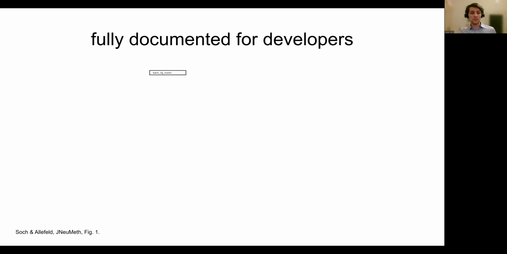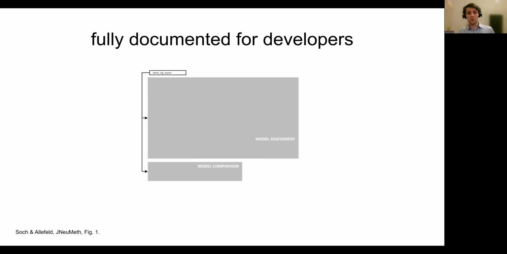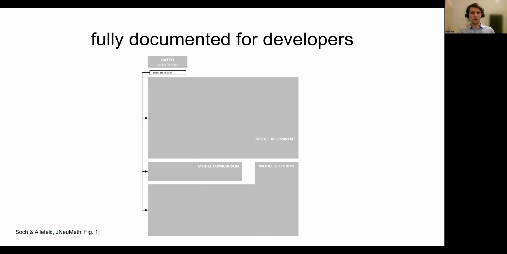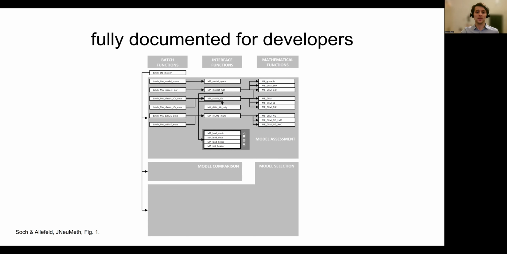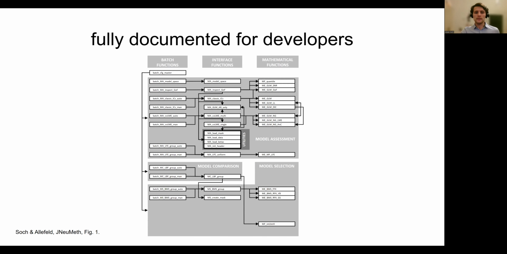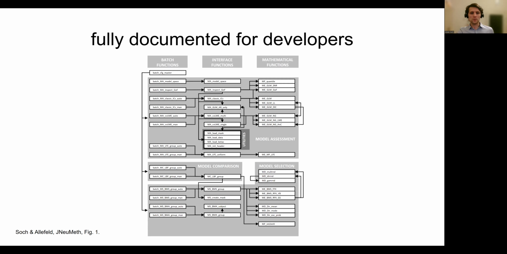As we have seen, we have tools for model assessment, model comparison, and model selection. And each function is either a batch function communicating with SPM's batch editor, or an interface function passing the information to the neuroimaging analysis, or a purely mathematical function that is just performing some statistical operations. And this is the way the entire toolbox is structured. So you always have a batch function calling an interface function, calling a mathematical function. And this is detailed here for all the methods implemented in the toolbox, such that you always know which function is calling which other function.